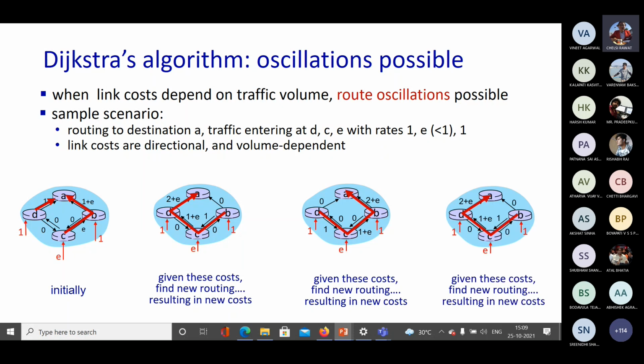These kinds of route oscillations are generally possible in the case of Dijkstra's algorithm, because the link costs are directional and they are dependent on the traffic volume.